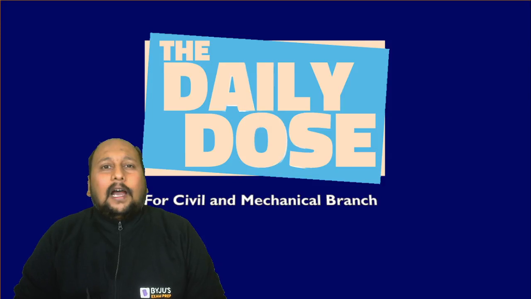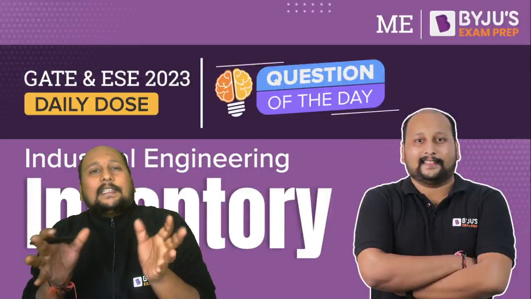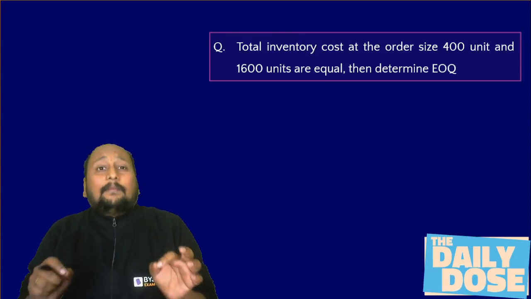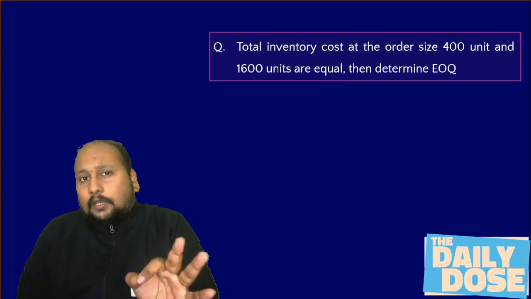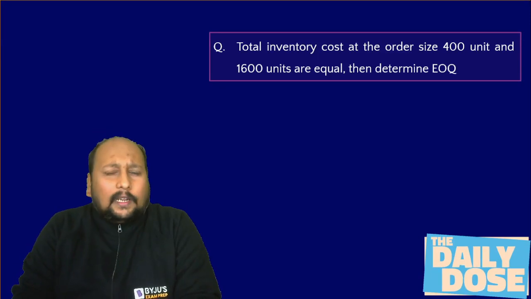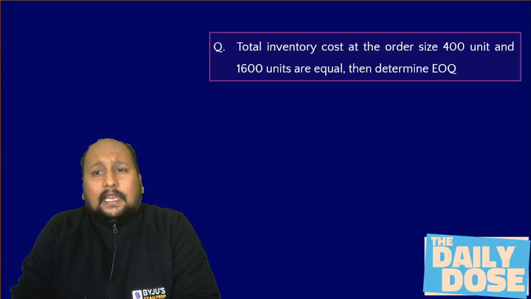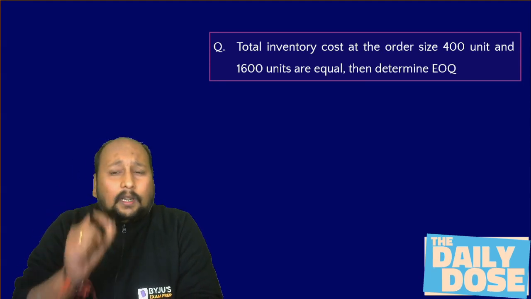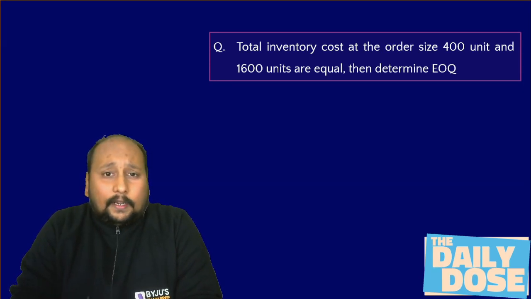In today's video, I'll be talking about a very interesting concept from inventory. So let us hear out what the important concept is. Basically it is a question, but from this question, I'll be explaining a very important concept. The question is like this: the total inventory cost at the order sizes of 400 units and 1600 units are equal. Then what is the value of economic order quantity?